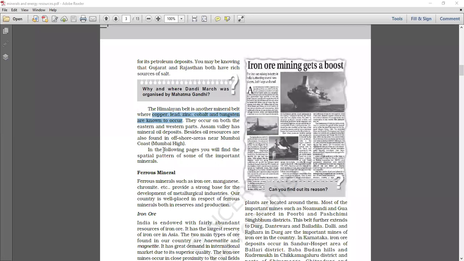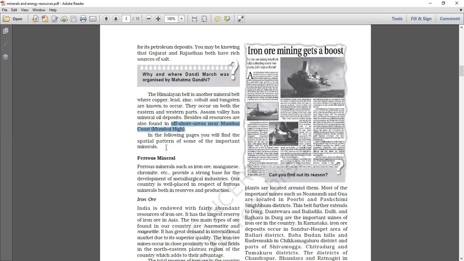Okay, and the Mumbai coast, the offshore area near the Mumbai coast is Mumbai High. Offshore area means, though it has the name Mumbai, it is not on the coast, not on the land surface. Where is it? In the Arabian Sea. That is Mumbai High. So that is also rich in petroleum resources.